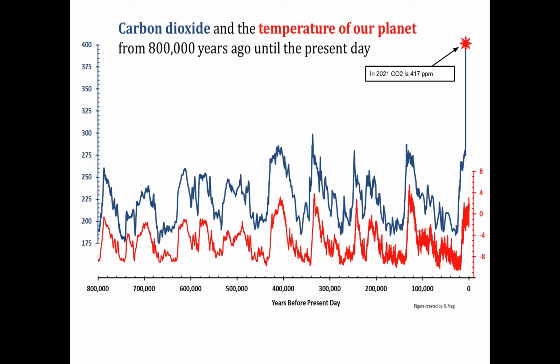So carbon dioxide has gone between 180 to 280, 180 to 300, 180 to 417. As carbon dioxide goes up in the atmosphere, it absorbs heat, which warms the planet. It's pretty much that simple.